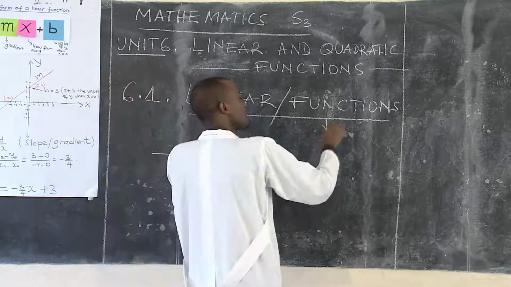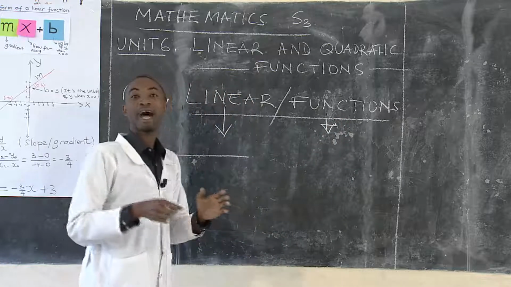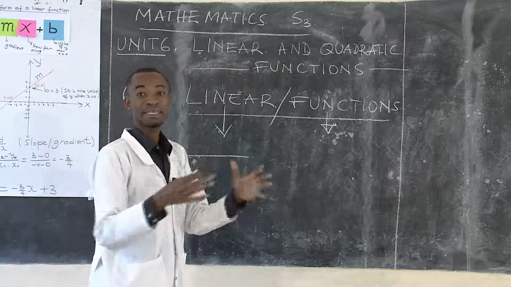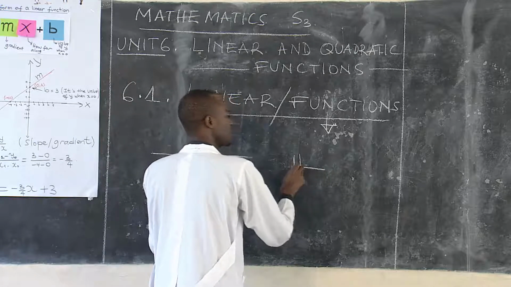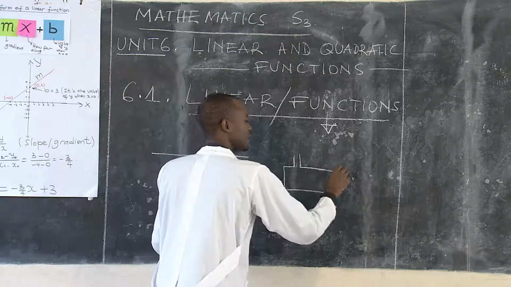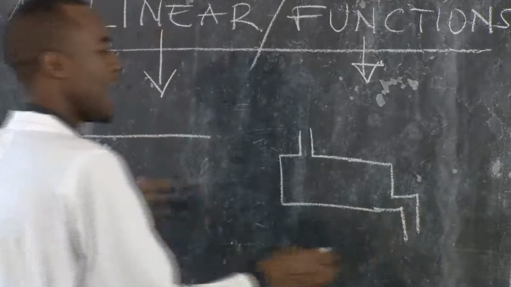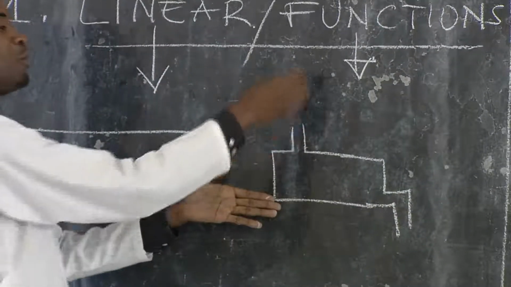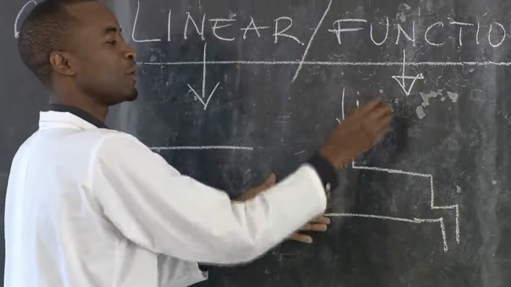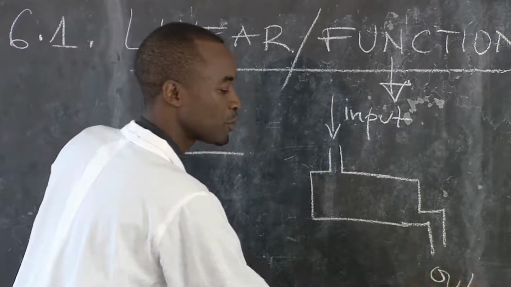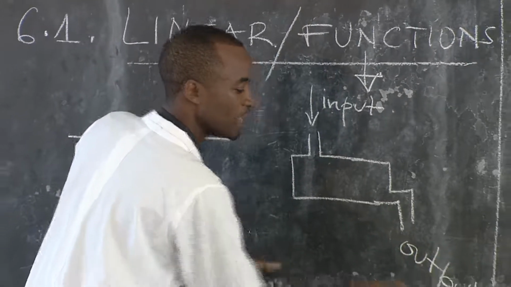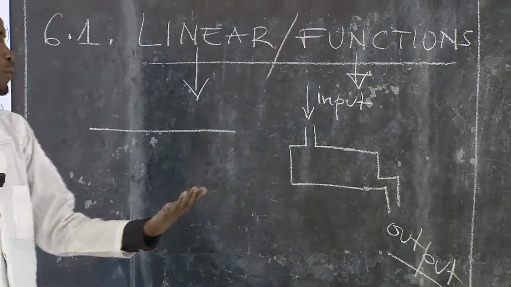And if I try to explain a function, I can say a function is like a machine. Let me try to show you this. Like a machine, and under this machine, you put in the input, and it gives you the output.